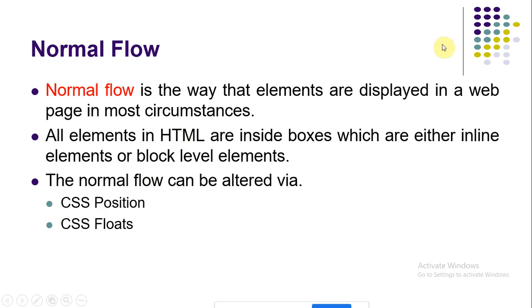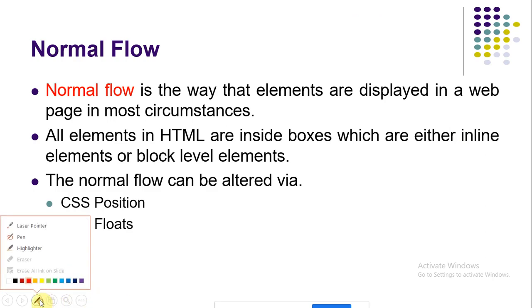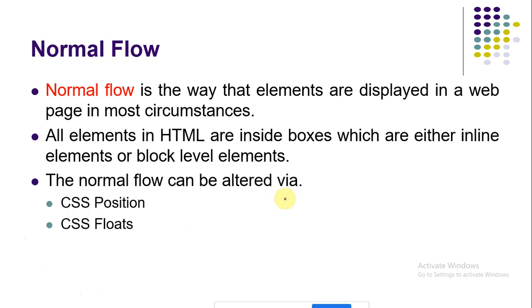For example, take the img tag. The img tag is an image tag, and you can include an image inside a web page using it. The img tag is an inline element. The normal flow for an inline element is different: it will be displayed horizontally. Inline elements are displayed horizontally.